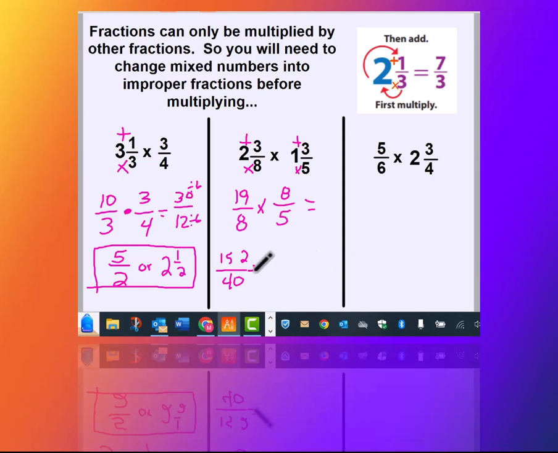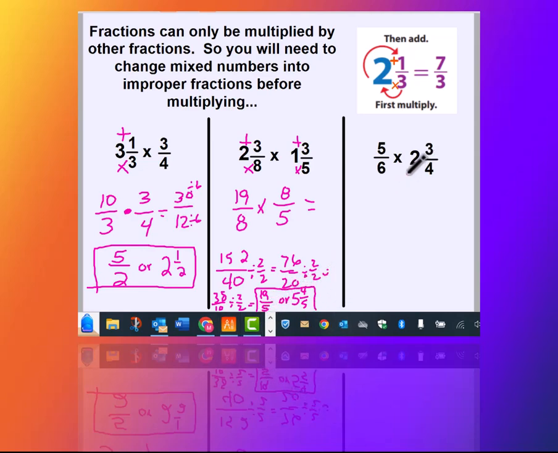Okay, let's simplify. I know I can divide both by 2. And I get 76 over 20. I can divide by 2 again. And I get, I'm running out of room. I'm going to have to squeeze it in here. 38 over 10. And I can divide by 2 again. And I get 19/5. I cannot simplify it further, so I can leave it improper, or I could change it back to a mixed number. 5 goes into 19 5 times with a 4 remainder, and the denominator stays the same. So 5 4/5 or 19/5.